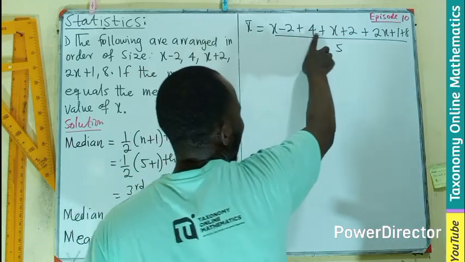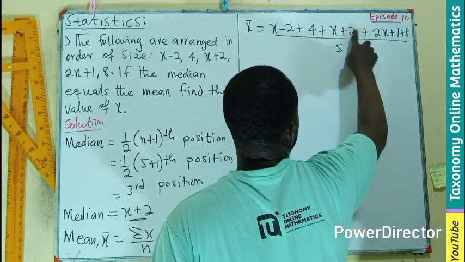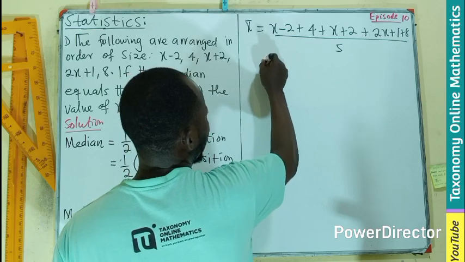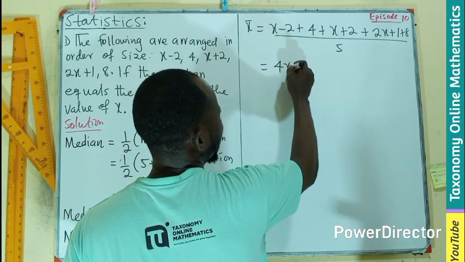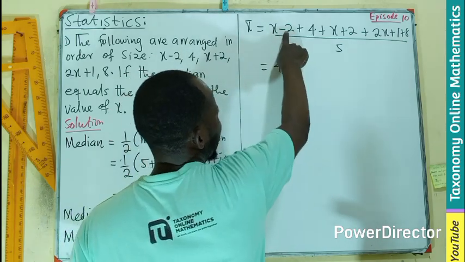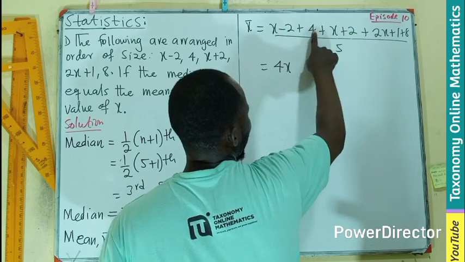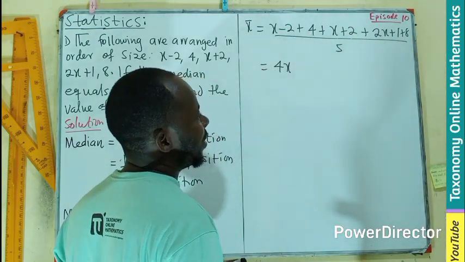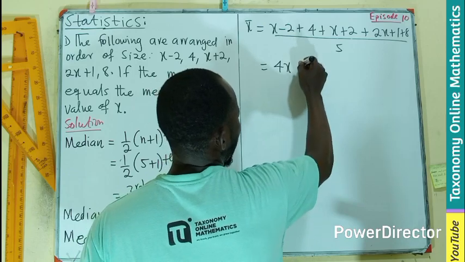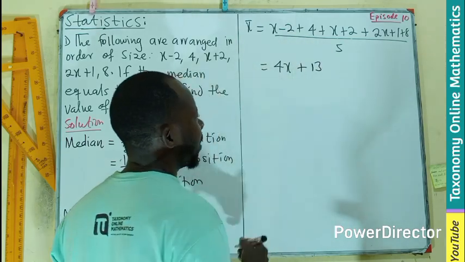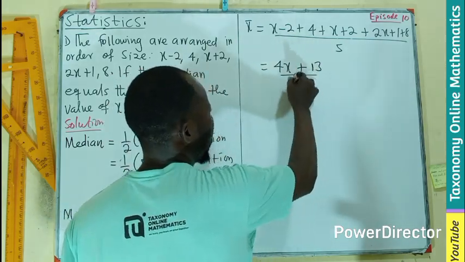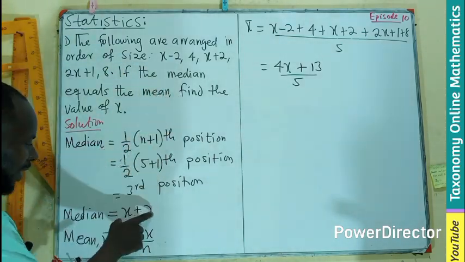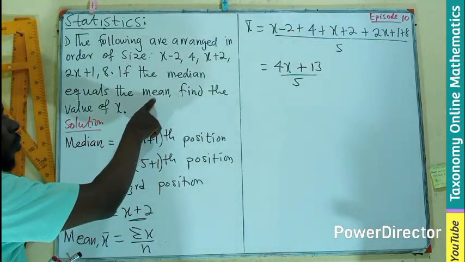So what do we do? x is here, and x is here. So x plus x is 2x, plus the 2x, making 4x. Minus 2 plus 2 is 0. 4 plus 9 will be 13, right? So I should have plus 13, all divided by 5.